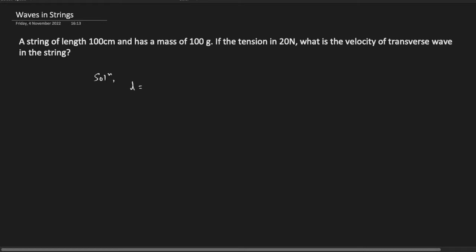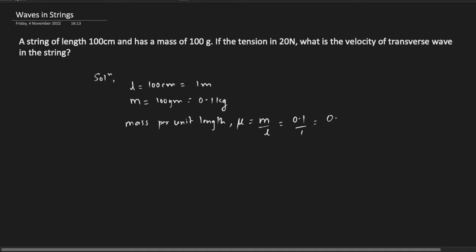Length of the string is 100 cm, that is 1 meter. Mass of the string is 100 gram, that is 0.1 kg. So mass per unit length will be mass by length, which is equal to 0.1 by 1, 0.1 kg per meter.